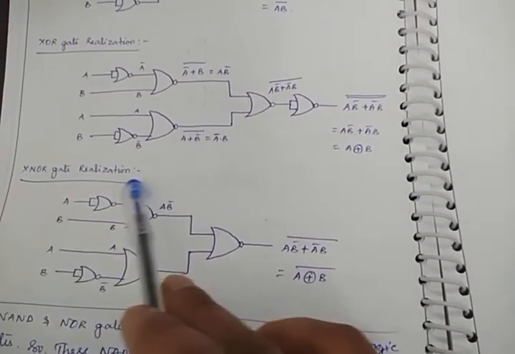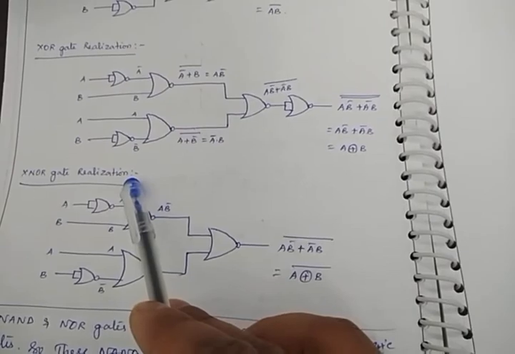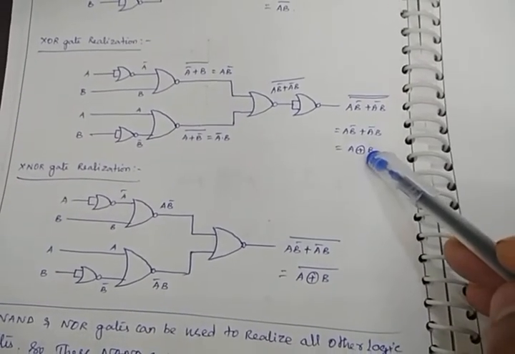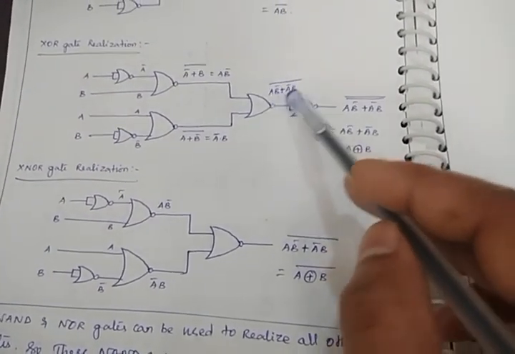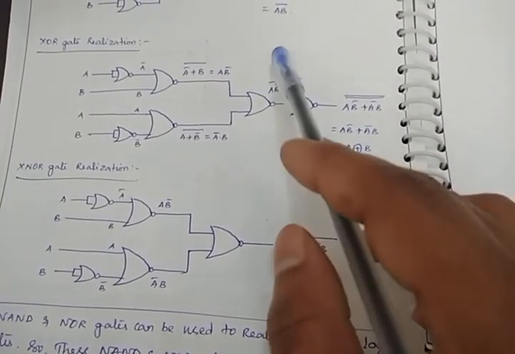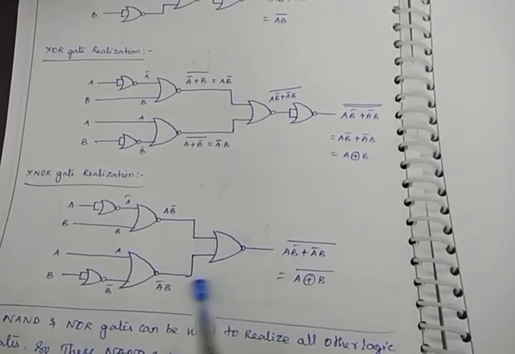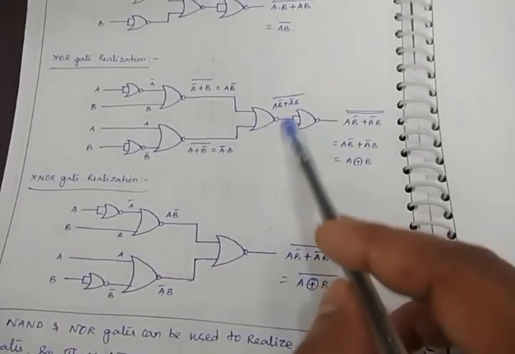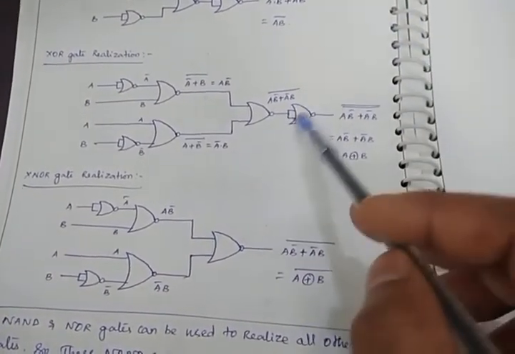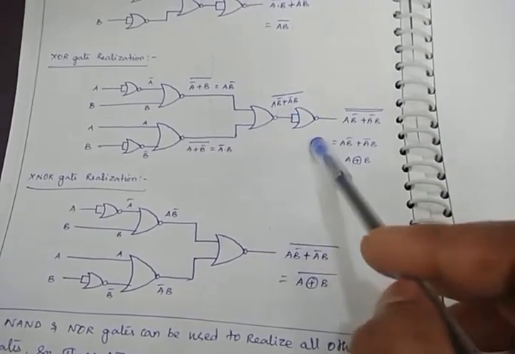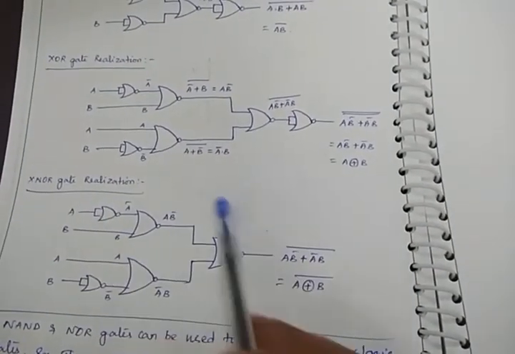See here, next one is XNOR gate realization. For XNOR gate realization, this output we want. So the same structure you have to draw here also, but remove the last NOR gate. Just remove this last NOR gate. You will be getting the XNOR output.